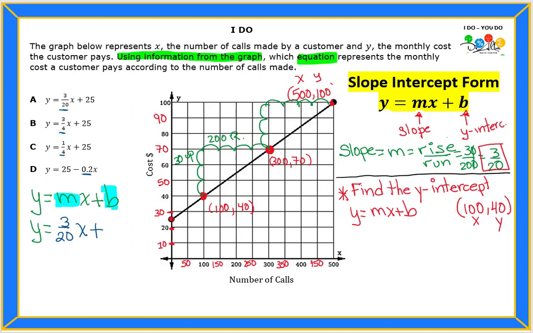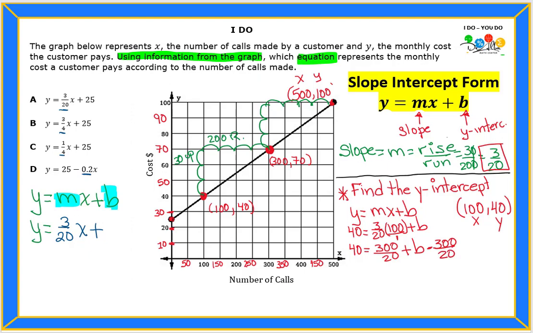So what I'm gonna do is I'm gonna replace those values on my equation. So y is 40, m it's 3 over 20, x is 100 plus b, okay? So I'm gonna multiply, and when I multiply, remember you put a 1 on the denominator for 100, so I get 300 over 20 plus b. So what I need to do next is I'm gonna take away, or I'm gonna subtract 300 over 20, because remember you wanna leave b by itself. So I'm gonna take away, and I'm gonna put it on the side, 300 over 20.